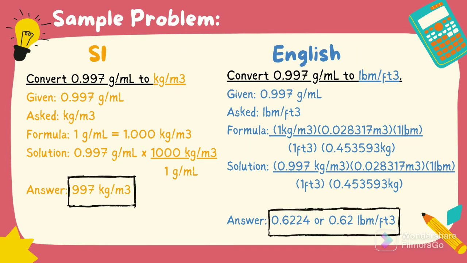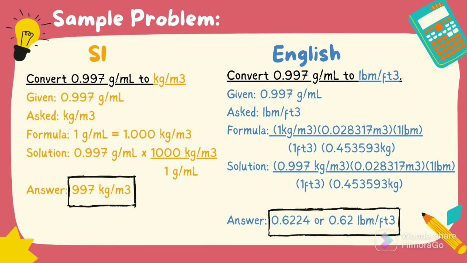We are tasked to convert 0.997 gram per milliliter, which is the density of water, to the SI unit kilogram per cubic meter. Let us write down our given 0.997 gram per milliliter, our asked which is the SI unit kilogram per cubic meter. Our formula 1 gram per milliliter is equal to 1,000 kilogram per cubic meter. To find our answer, let us solve this by replacing the given value 0.997 gram per milliliter times 1,000 kilogram per cubic meter divided by 1 gram per milliliter. Cancel out the same units. Now, we will have our final answer 997 kilogram per cubic meter.